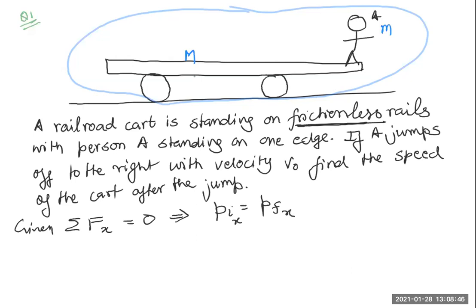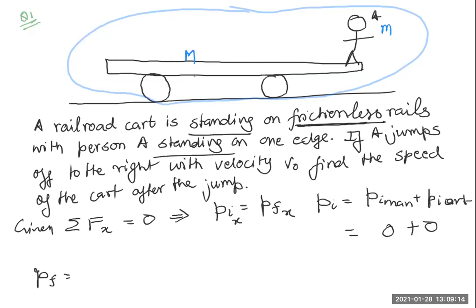So to calculate the initial momentum, all I do is I write down the initial momentum of the man, plus initial momentum of the cart. 0 plus 0, right? Because both are given as stationary.